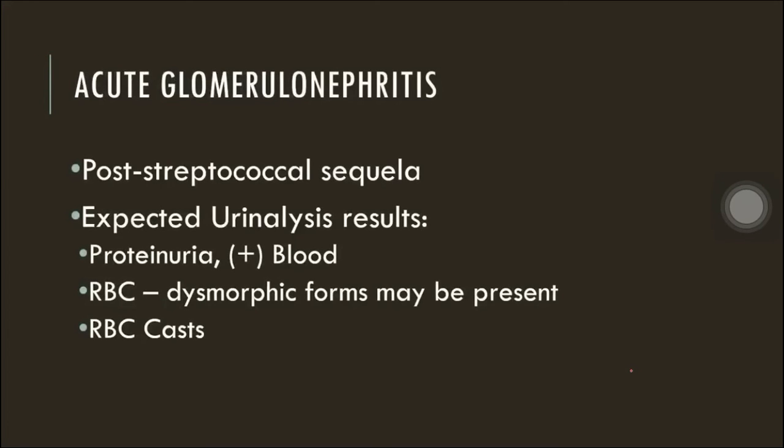For acute glomerulonephritis, it is considered as a post-streptococcal sequela, meaning it arises from the infection with Streptococcus pyogenes or streptococcal infection. So it is considered as a complication of Streptococcus pyogenes infection. What are the expected urinalysis results in acute glomerulonephritis? Kanina, lahat na may glomerulonephritis, dapat may proteinuria, positive for blood, RBC, and RBC cast. Again, proteinuria, RBC cast, positive blood.